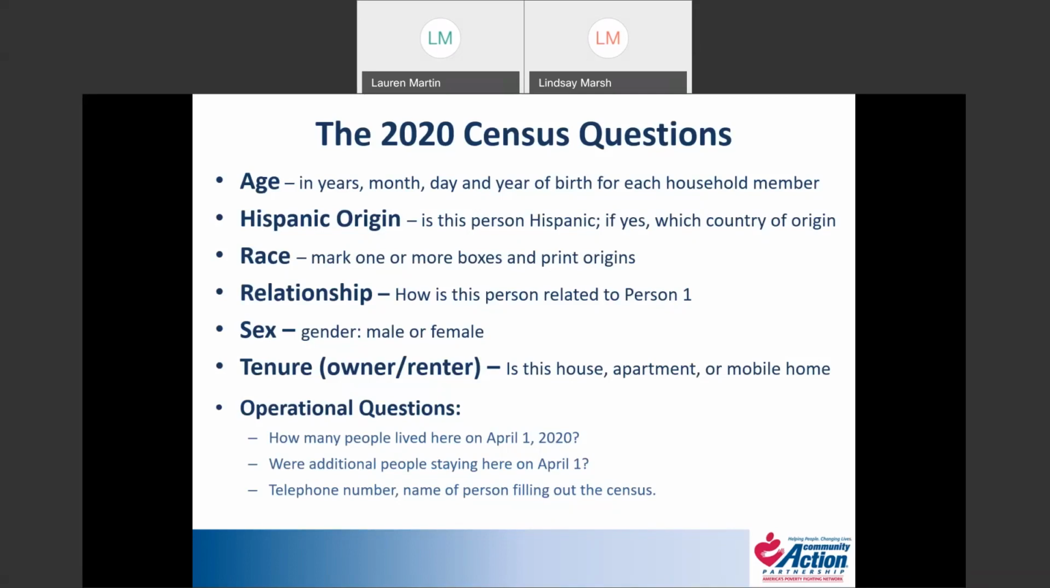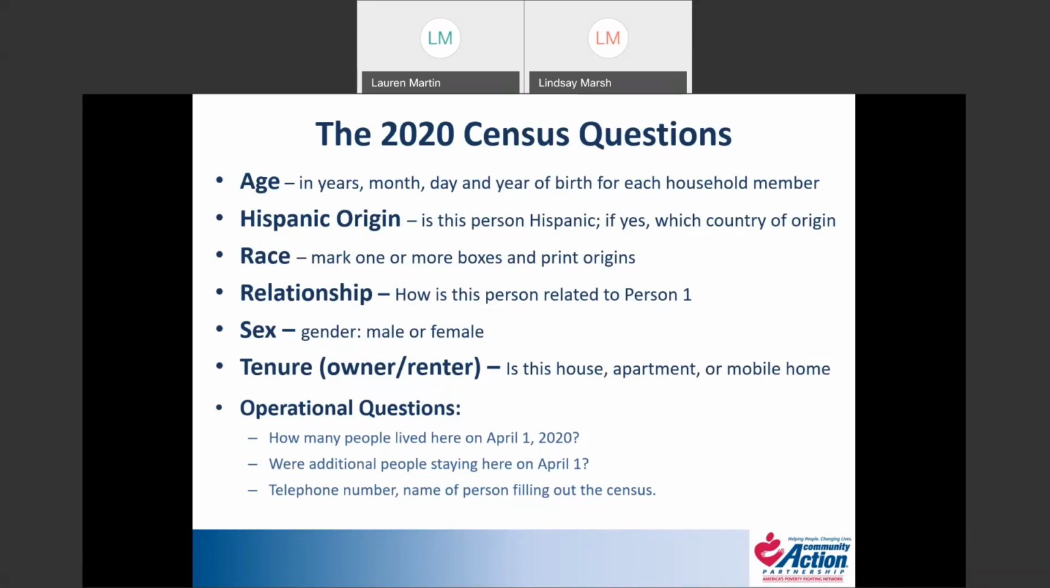It'll ask relationship. How is person one related to all the other people on their form? It'll ask gender, male or female. It asks a few questions about the house in general. Is it a house, an apartment, a mobile home? Is it owned? Is it rented? And then the form will ask a few operational questions.